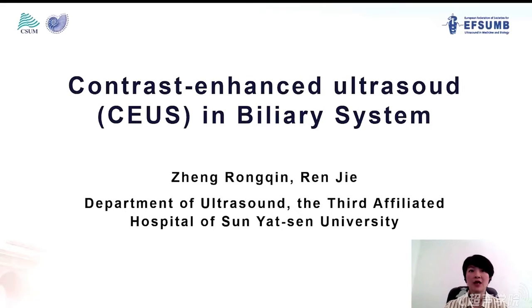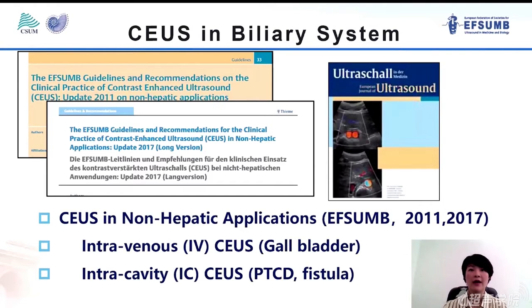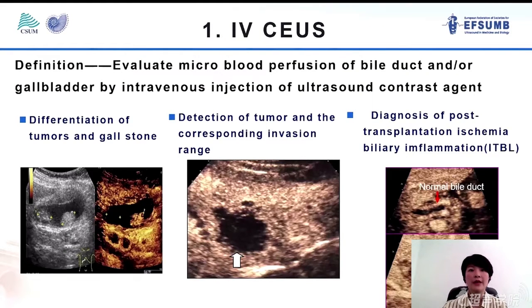Today, my topic is contrast enhanced ultrasound in the biliary system. According to the clinical guidelines of EFSUMB, CEUS in the biliary system is composed of two parts, including intravenous and intracavity CEUS. The first one is intravenous CEUS. As we know, intravenous CEUS is able to evaluate the bile duct or gallbladder's microblood perfusion and therefore is useful in differentiating tumors from gallstones, depicting the tumor boundary and diagnosing post-transplant biliary disease caused by ischemia.